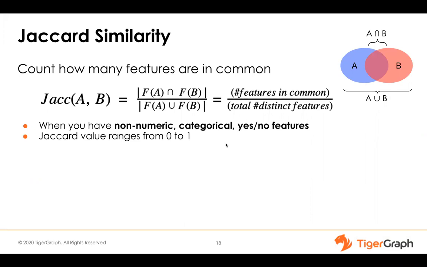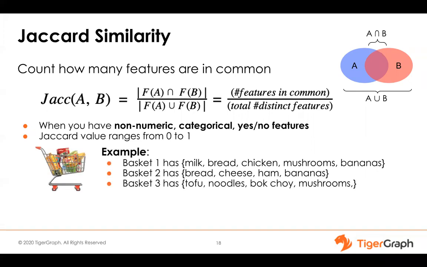And this is really used when, remember, you're counting the features. You're not scaling them numerically. You're just saying yes or no. Do I have this or not? And so here's an example.